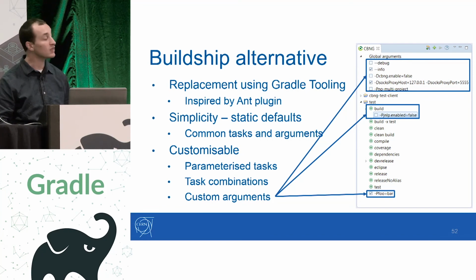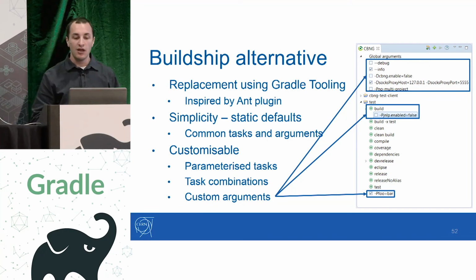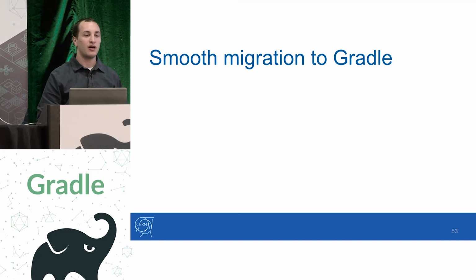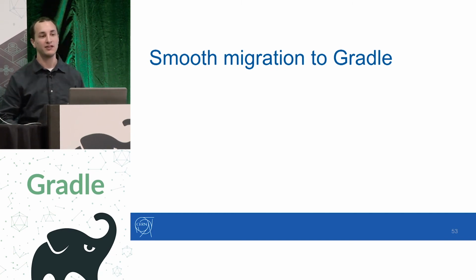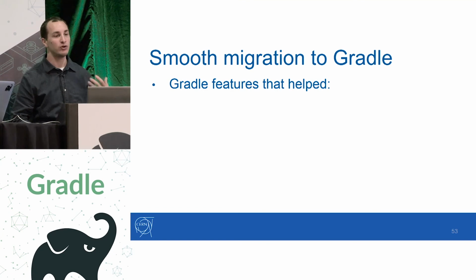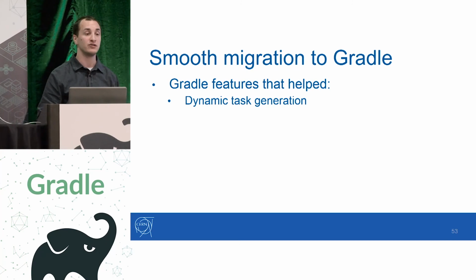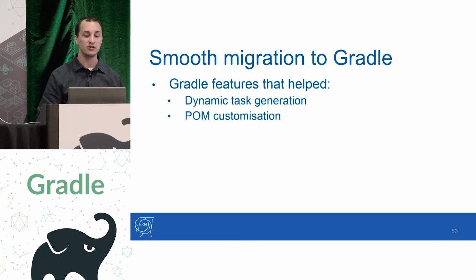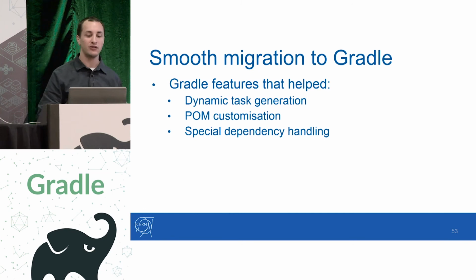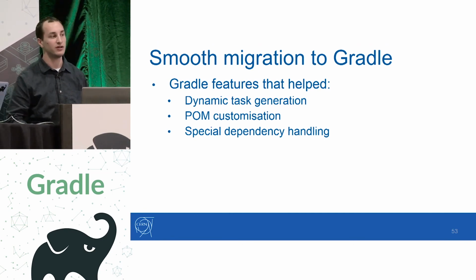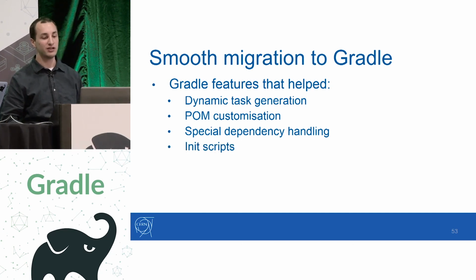OK. So to sum it up, our primary goal was to move to Gradle because we wanted to step away from an old, outdated build system and make it as smooth as possible. And there were a lot of features of Gradle that helped, but the main ones that I would like to point out are the dynamic text generation, again, the POM customization, the special dependency handling that is very customizable and very easy to fit to your needs, and the init scripts that are really key to make the migration seamless.